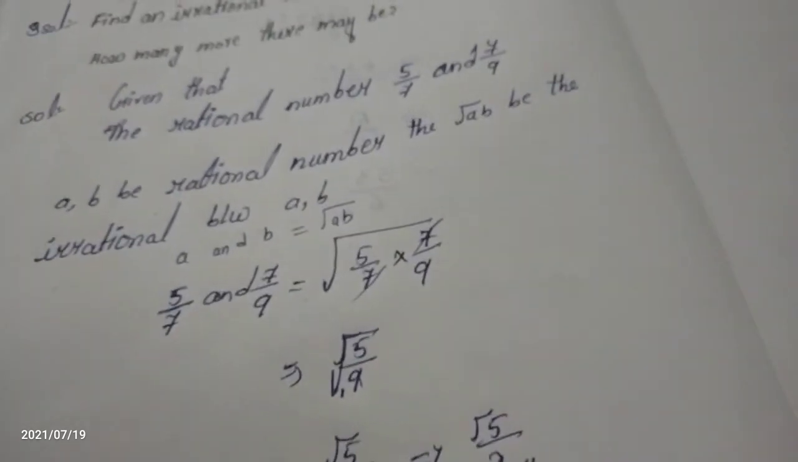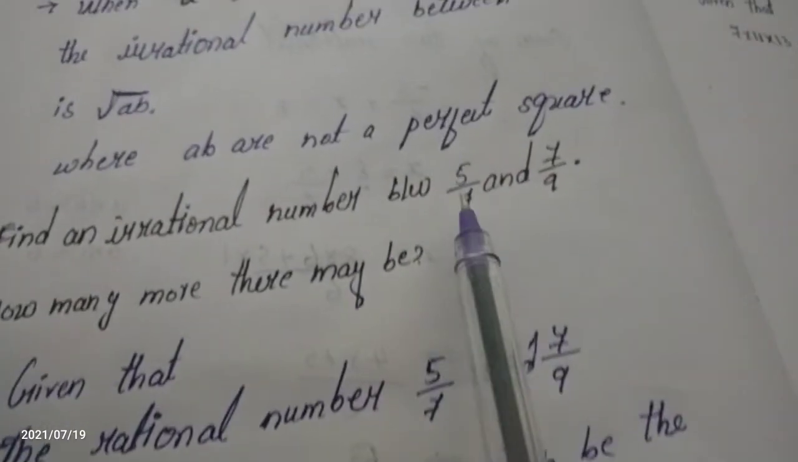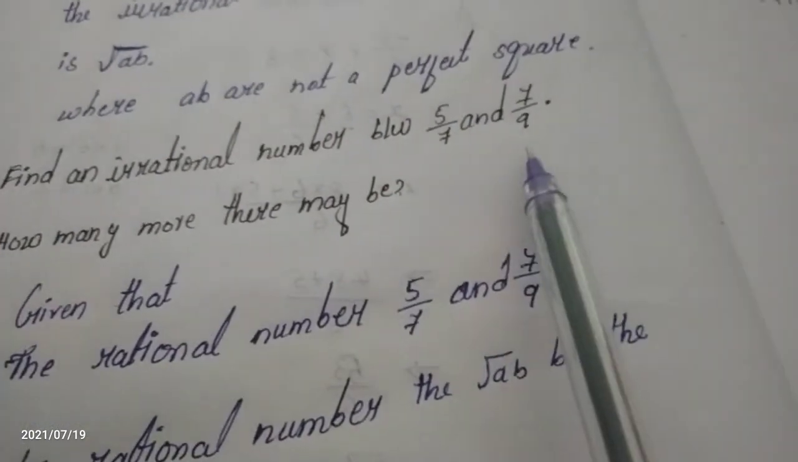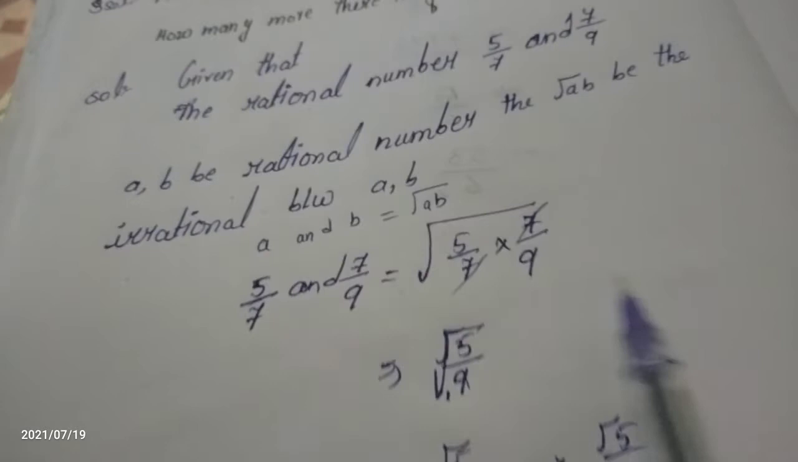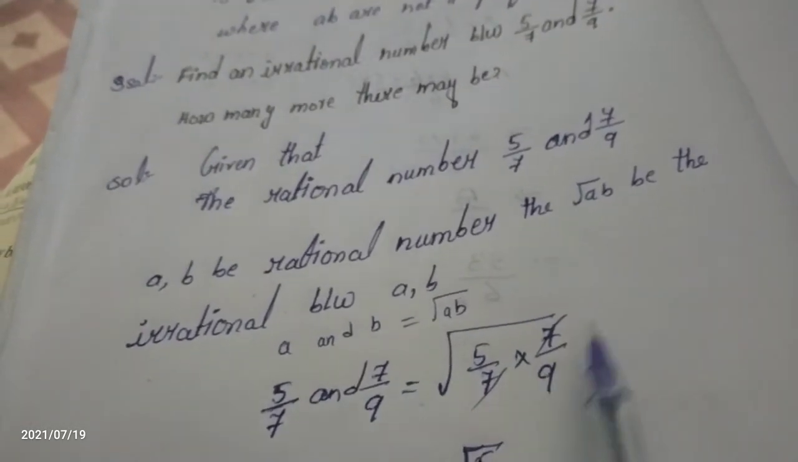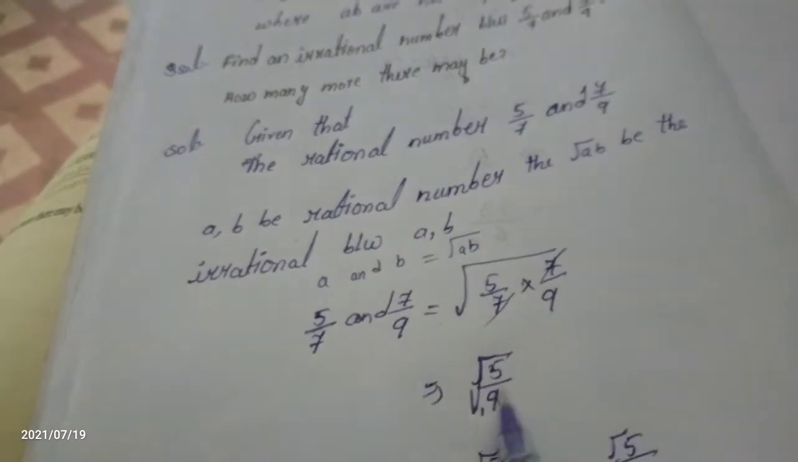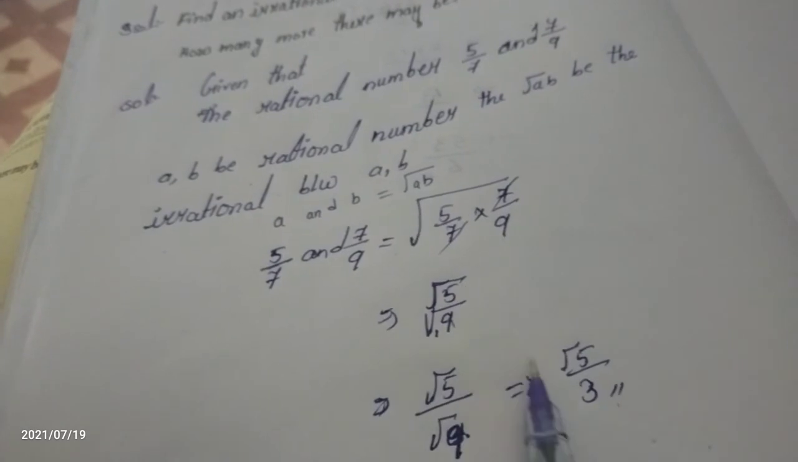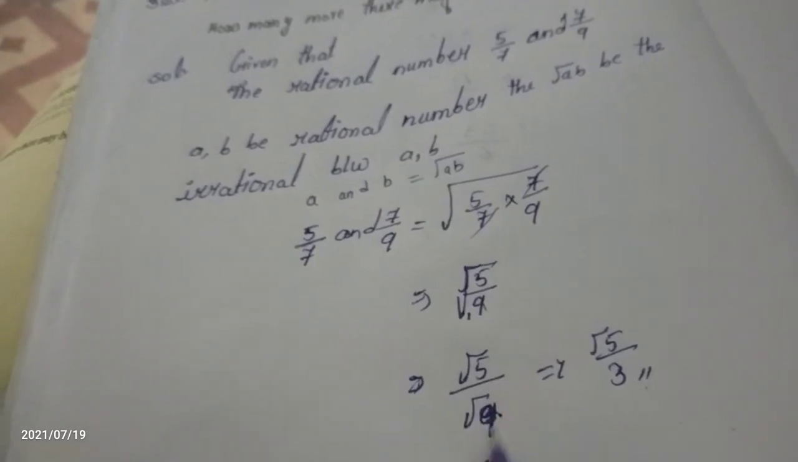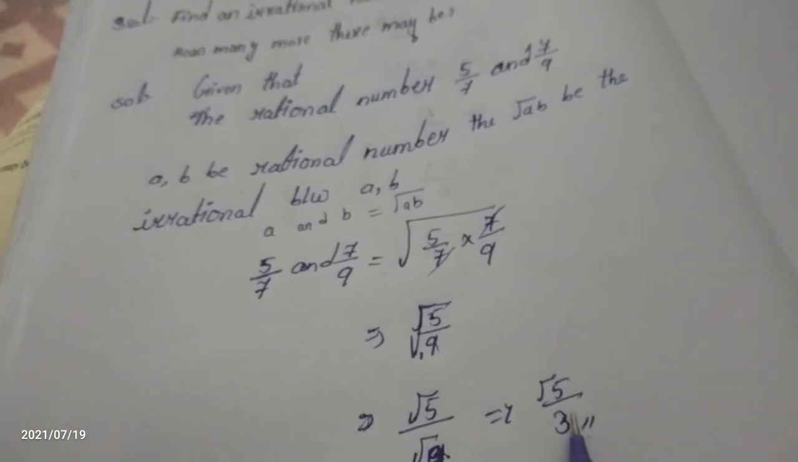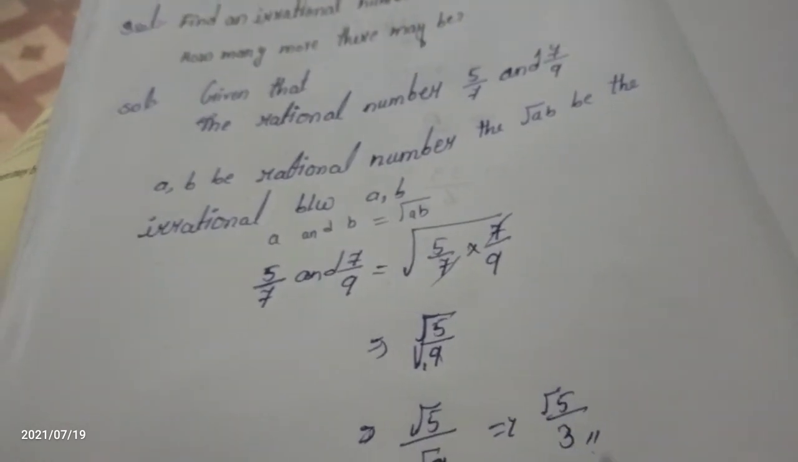This is a simple question. Two rational numbers are given, and you have to find the irrational number between them. What do you have to do? Just take the under root of those two numbers. After taking the under root, 7 is cancelled. What do we get? 5/9. The root is applied to both numerator and denominator: root 5, and the value of root 9 is 3. My final answer is root 5/3. This is your third answer.